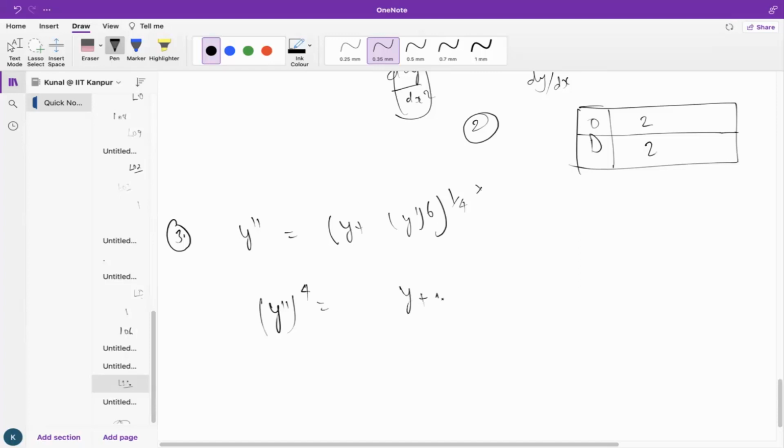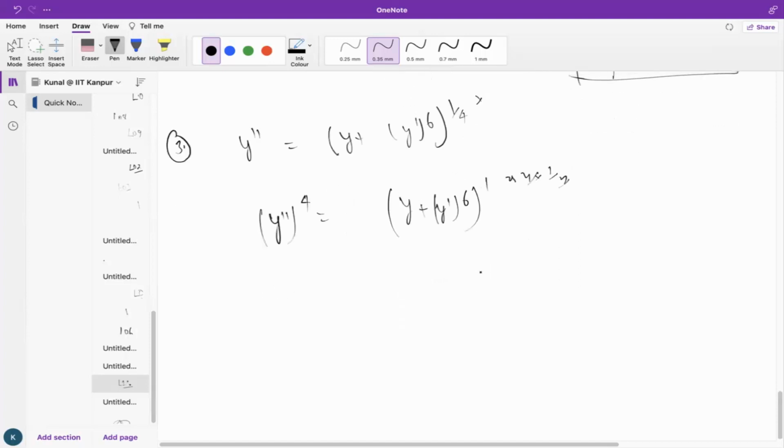So let me write it here: y dash to the power 6, to the power 1, because 4 into 1/4 is counted as 1. Now look here, again we have to find the order and degree. So look here, what is order? I am repeating this again and again so that you remember it.